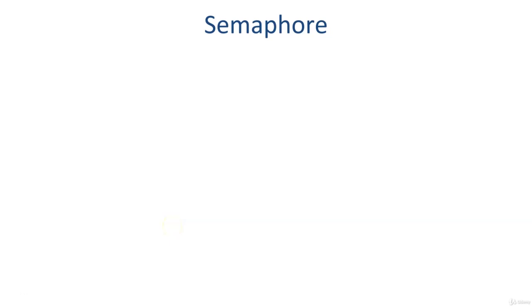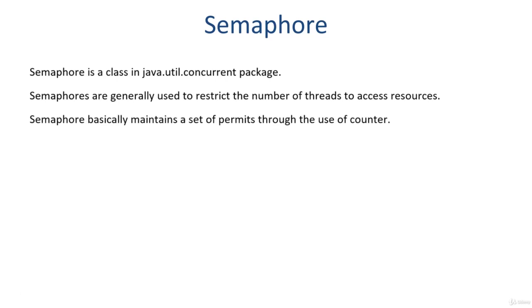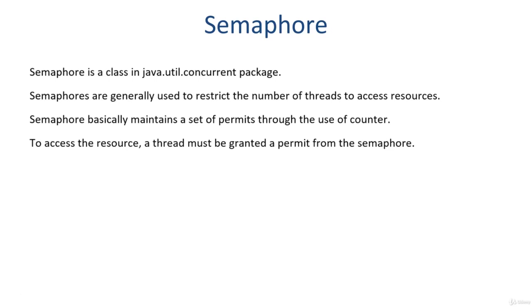In this video, we'll talk about Semaphore. Semaphore is a class in java.util.concurrent package. Semaphores are generally used to restrict the number of threads to access resources. Semaphore basically maintains a set of permits through the use of a counter.